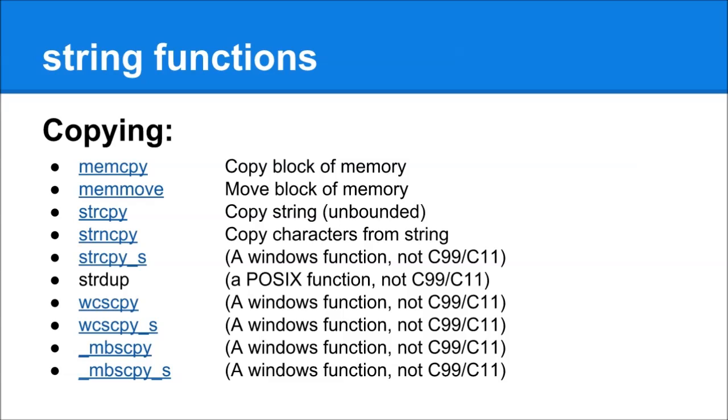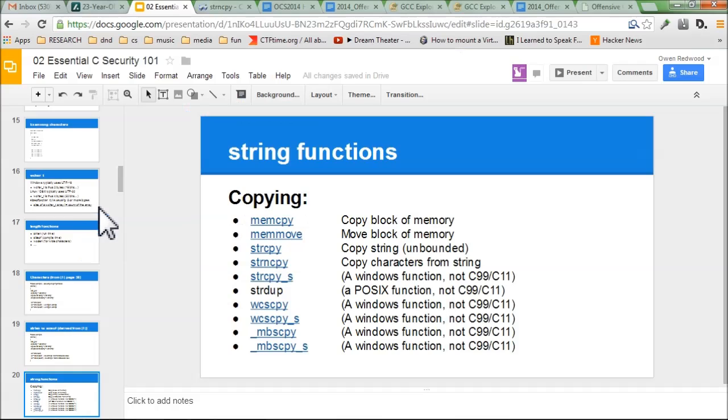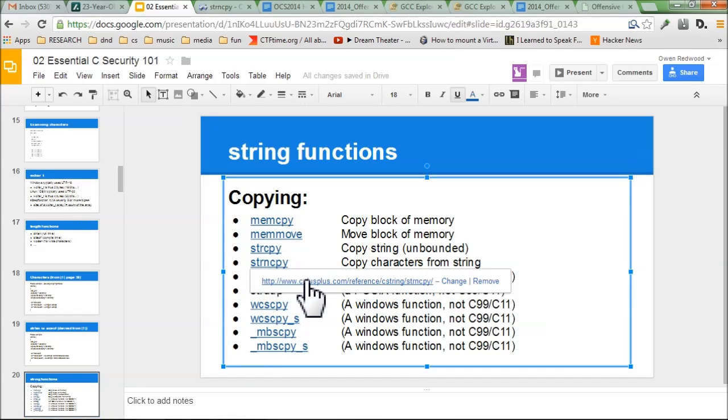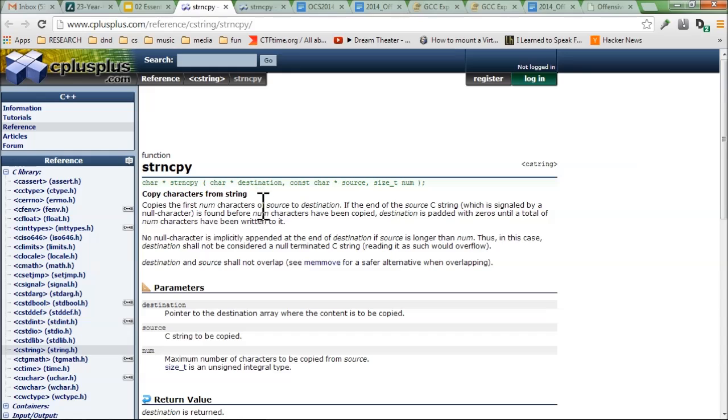So the next set of functions, there's a wide family of them. Some of them vary from the C99 standard to non-standard ones that maybe are part of POSIX standards or part of the Windows API or libraries. And the main ones in the C standard are memcpy, memmove, strcpy, and strncpy. In these lecture slides, which are available on the website, when you click on a link, it'll take you to the manual for that function. And that will help you in your homework.